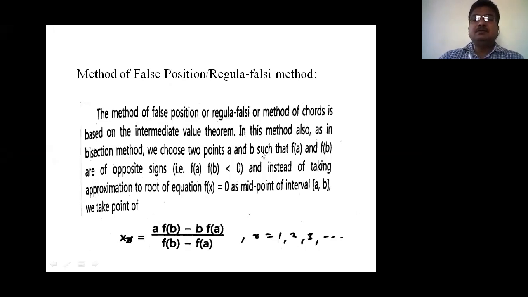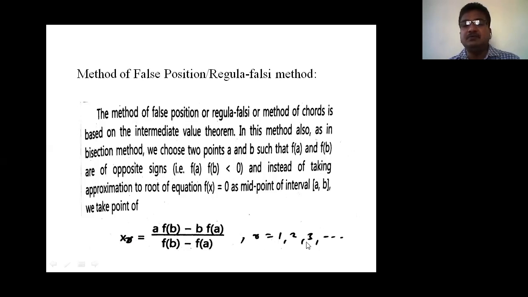So first find 2 points or two numbers. Obviously, for convenience, we find two successive integers a and b such that f of a and f of b are of opposite signs. That is, f of a into f of b is less than 0. This is similar to the bisection method. And then instead of the bisection formula, xr is equal to (a plus b) by 2, we use in this method this formula: xr is equal to (a f of b minus b f of a) divided by (f of b minus f of a).